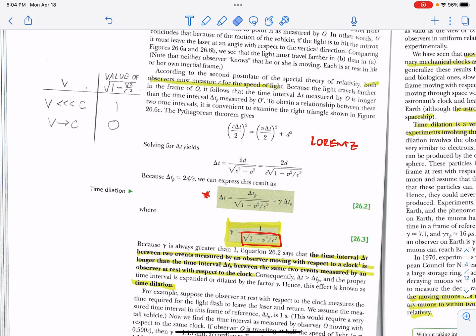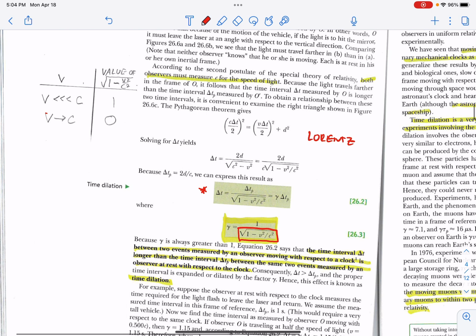Now, let's consider what happens if v approaches the speed of light. When v approaches the speed of light, then the numerator squared over the denominator squared begins to approach 1. And 1 minus 1 is 0, so this whole term goes to 0. And when this denominator goes to 0, this term here goes to infinity.